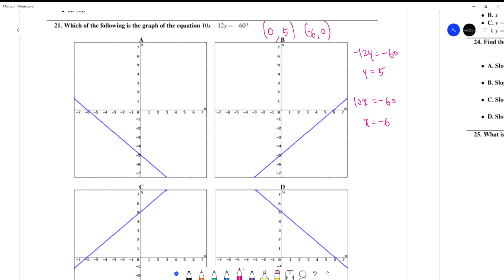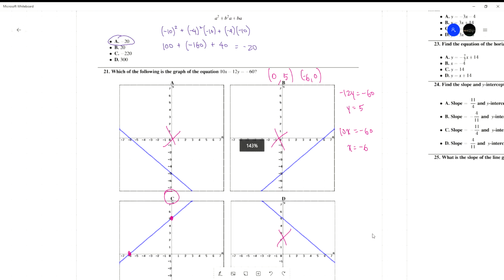Look how quick that was. And we look for 0, 5 and negative 6, 0. So it's definitely not A. It's definitely not B. And it's not D. As you can see, 0, 5 and negative 6, 0 is in C. Any questions with that?